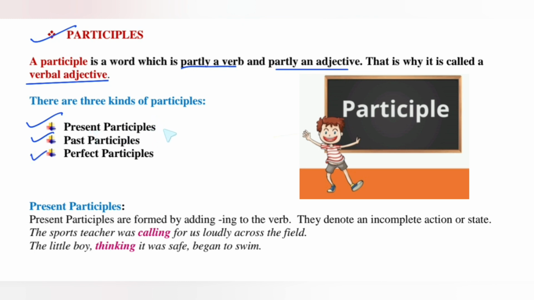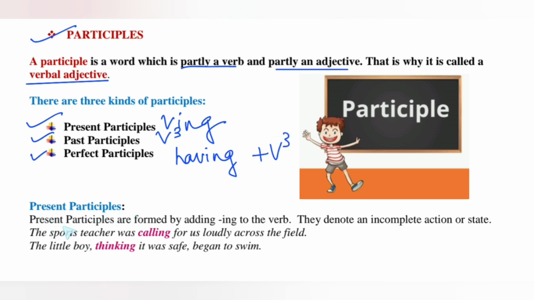Here present participle means the ing form of the verb, past participle means the third form of the verb, and perfect participle means having plus the third form of the verb. We'll learn about it in detail.